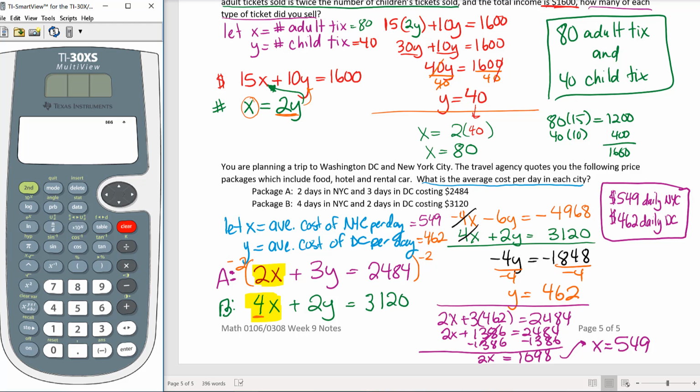I'm going to just type it straight into the calculator because these numbers are large. So we have 2 times 549 plus 3 times 462, and that should equal 2,484. It does. All right, let's try the next one: 4 times 549 plus 2 times 462, and that should equal 3,120, and it does. So this does check out, and I have completed this word problem.